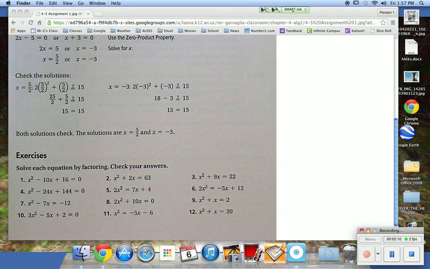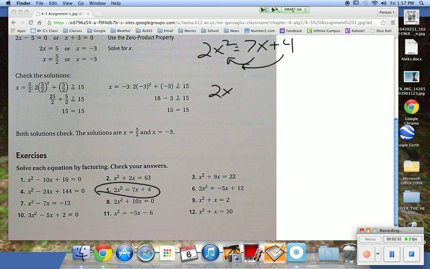Let's take a look at number 5. Number 5 says 2x squared equals 7x plus 4. Now you have to find the multiples for x in here. You've got to factor this out. So we're going to set this equal to 0 by bringing the 7x over and the 4 over. So 2x squared minus 7x minus 4 equals 0.